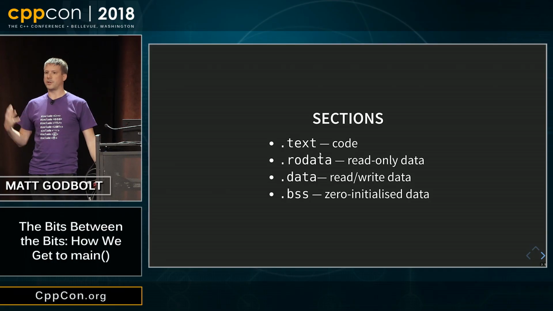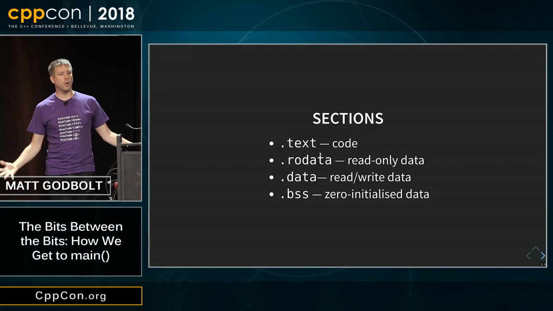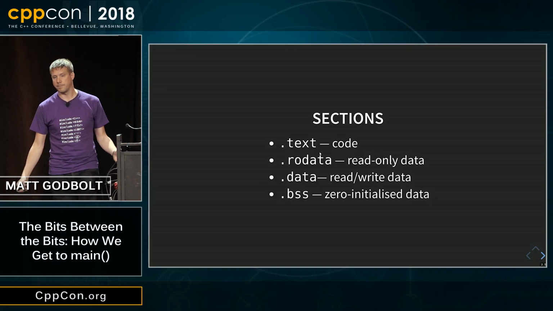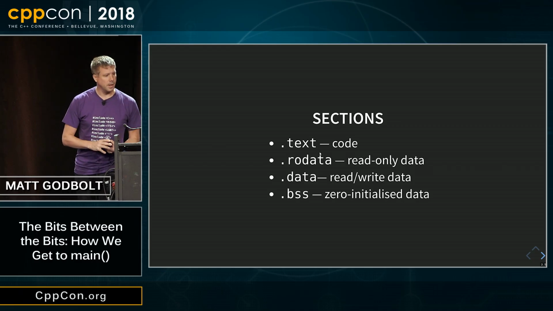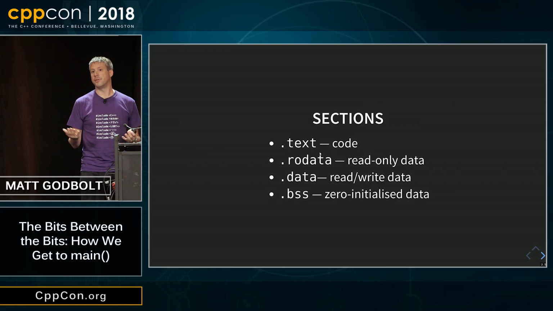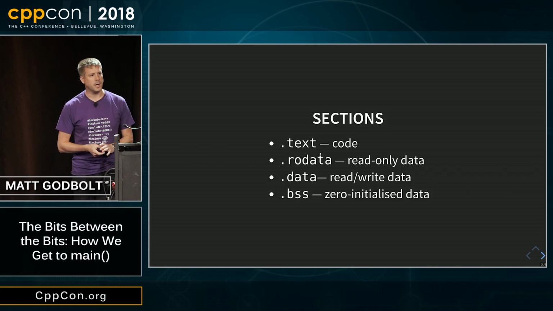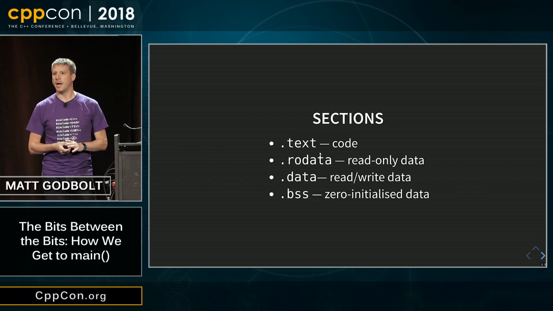So sections. What are sections? They're blocks of code or data in the executable, or maybe not even in the executable. We'll get to that. For example, the code itself is stored in a section with the name .text. Why it's called text is beyond me.